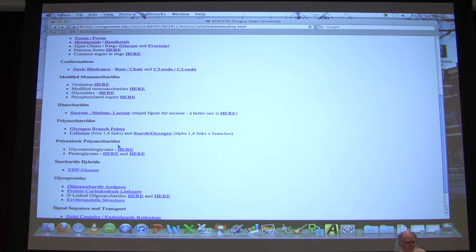Those are the simple polysaccharides. There are many polysaccharides.